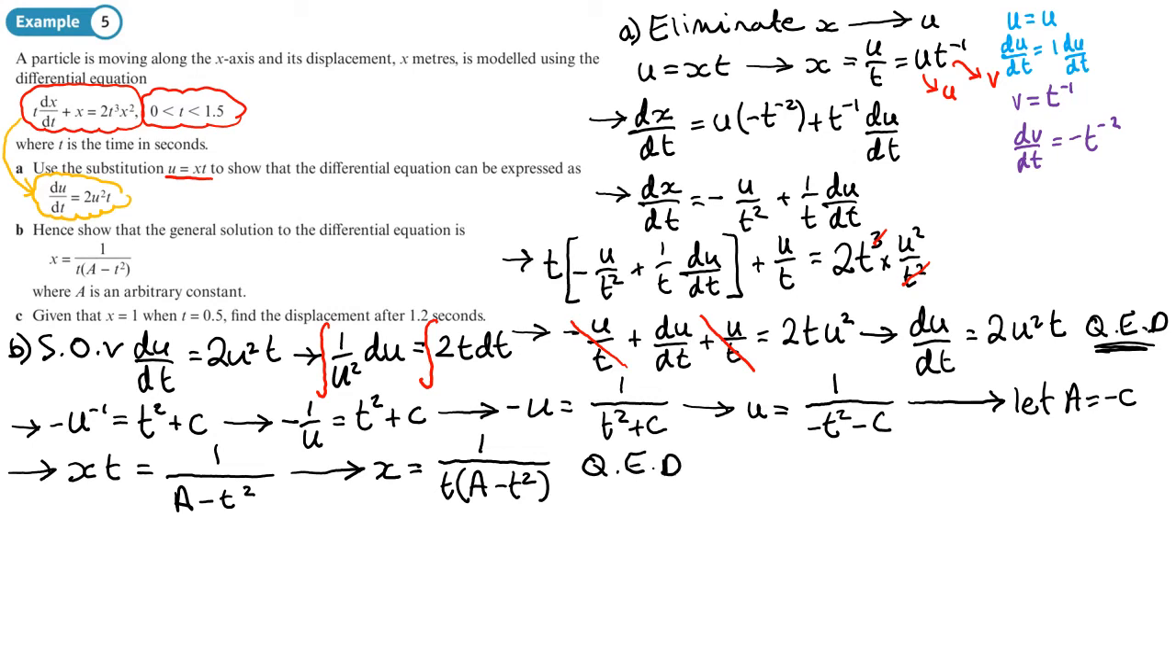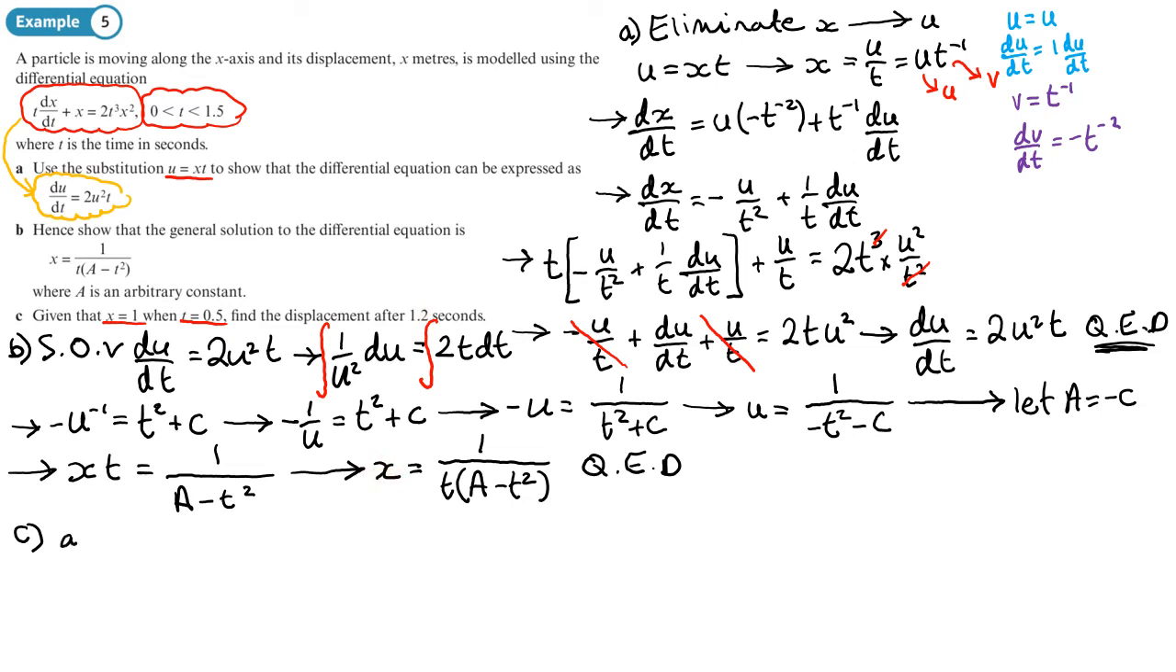And then lastly, in part C, it says, given that x equals 1 when t equals 0.5, find the displacement after 1.2 seconds. Well, the first thing, x equals 1 and t equals 0.5, these are our initial or boundary conditions, and we're going to use those to find the arbitrary constant. Once we've found the value of the arbitrary constant a, we can then substitute in t equals 1.2, and that will give us the value of x, the displacement.